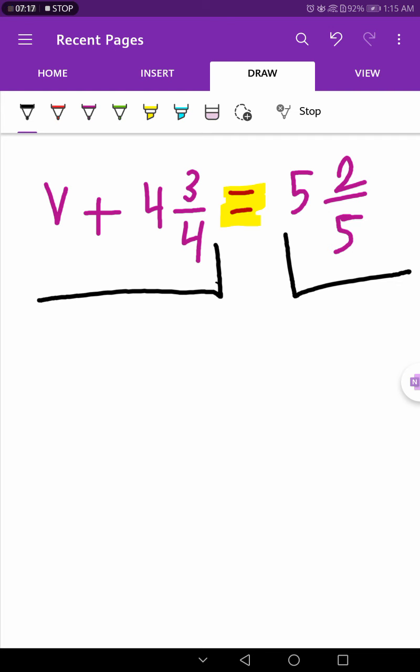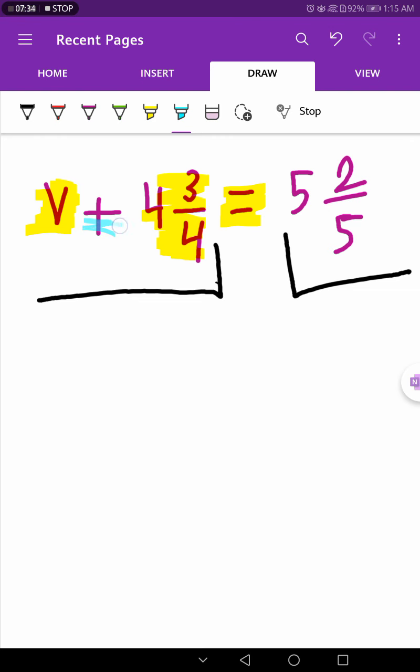And at the beginning, all the time, you start by looking for the letter. Where is the letter or the variable? Yes, here it is. And what is the number beside it? Yes, it is 4 and 3 over 4.